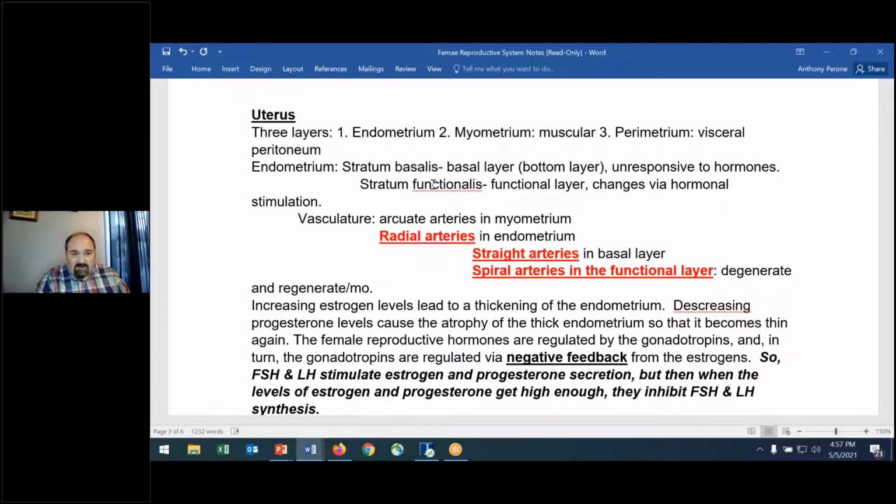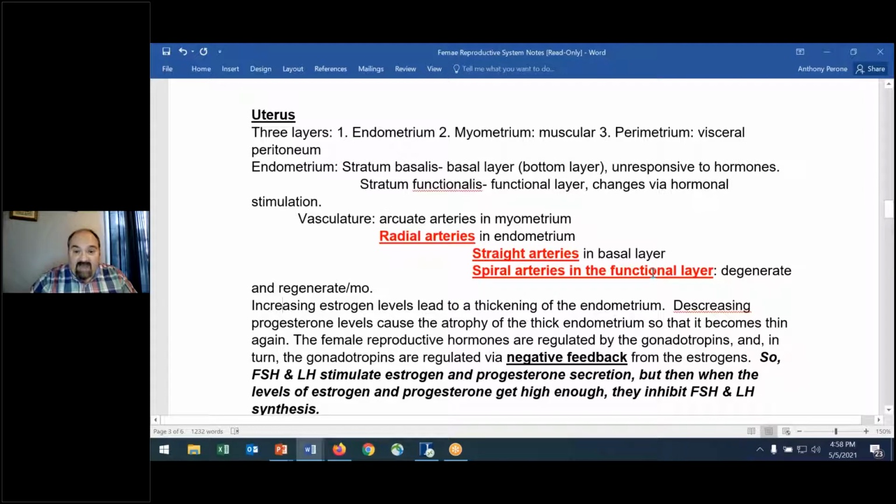It's unresponsive to hormones, right? It doesn't change. But what does change is the functional layer. The functional layer changes via hormonal stimulation. And so here's the deal: each month, that functional layer is what's going to slough off and then be regenerated again. And then you'll see here, as far as vasculature is concerned, why does this bleeding occur? Because that functional layer has a lot of vascularity, okay?